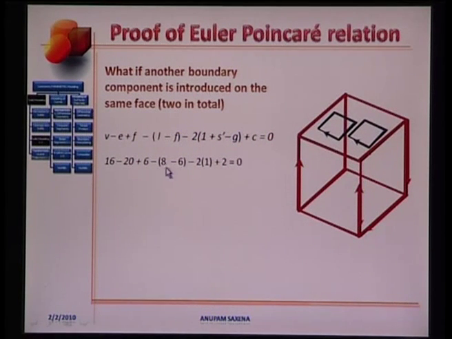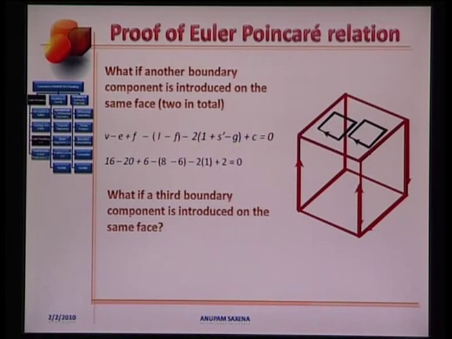So this is 8 minus 6. Well, S prime is the number of shells within this solid. Since there is no shell within this solid, S prime is 0. So this is minus of 2. And the new number of boundary components introduced is 2 boundaries. We see that the left hand side turns out to be 0. And so the Euler Poincaré relation holds. What if now a third boundary component is introduced on the same face?